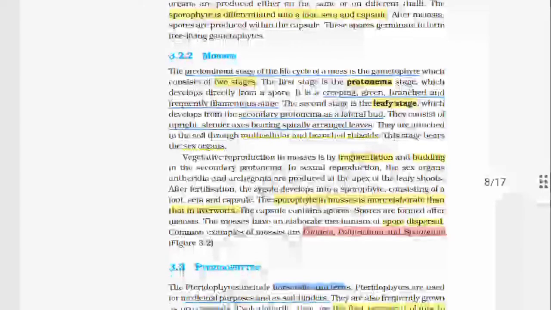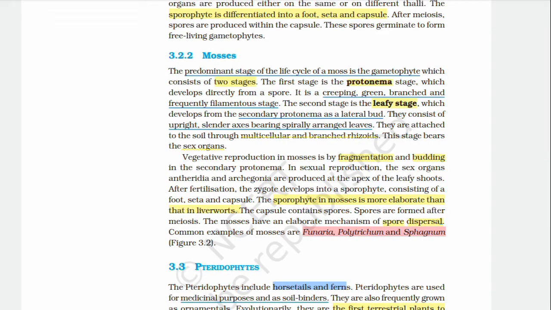Next, mosses. And the predominant stage of the life cycle of mosses is gametophyte. The gamete producing plant body is the only dominant one here.